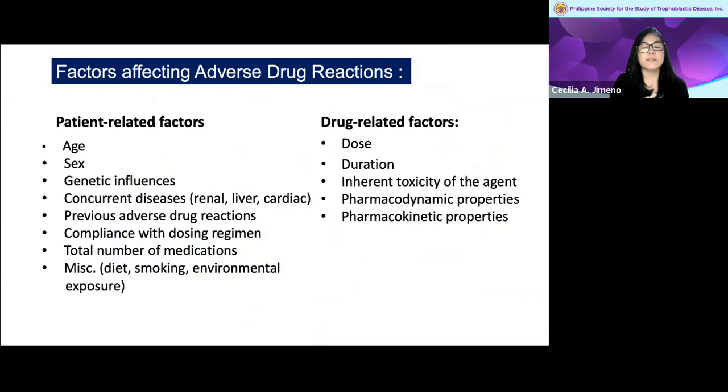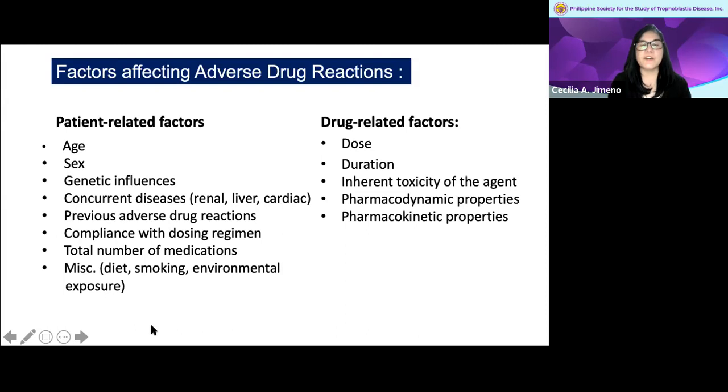Again, Dr. De Quiros has very excellently discussed this. Some of the factors related to development of adverse drug reactions are patient-related, like their age. Typically, the older individuals have more ADRs. Women do tend, for some reason, to have more ADRs. Certain genetic influences, the presence of concurrent diseases and previous adverse drug reactions. The more compliant you are, actually, the greater is the tendency to develop adverse drug reactions. Drug interactions, so the more medications, the greater is the tendency to develop ADRs, and miscellaneous other patient-related factors.